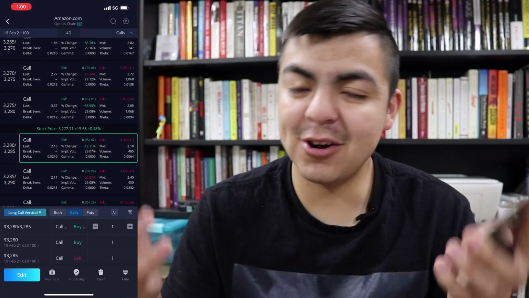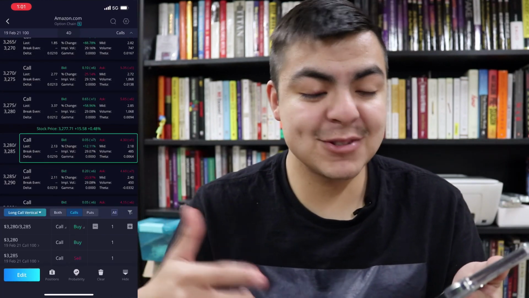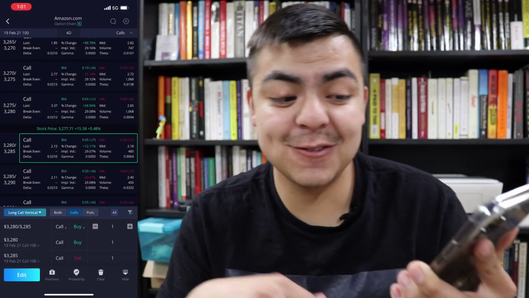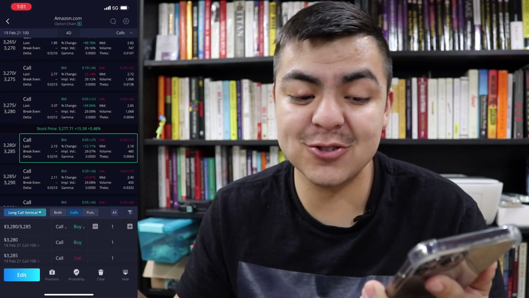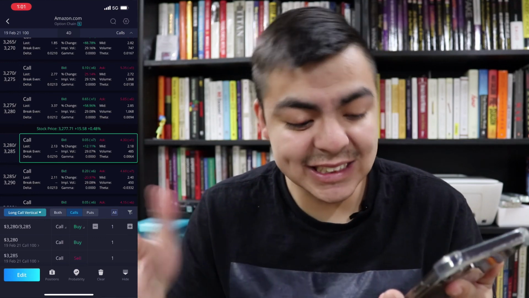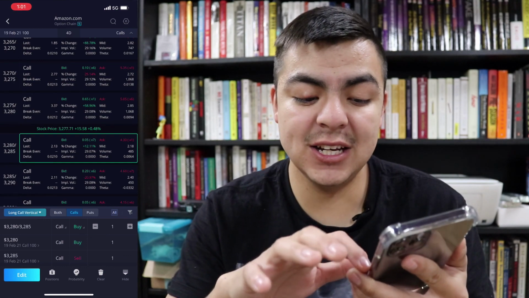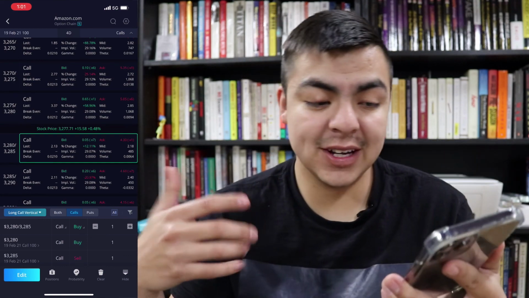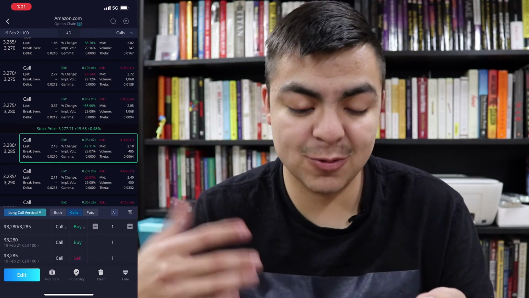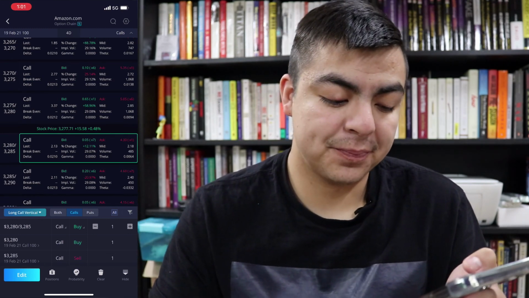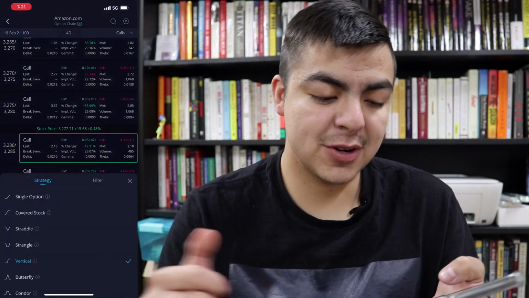Remember, call debit spreads. Amazon, liquid, but not so liquid. As you can see, the bid is $5, the ask is $4.30. The middle is looking around $2.18. So be careful with these options, with any options in general. So that's a vertical spread.